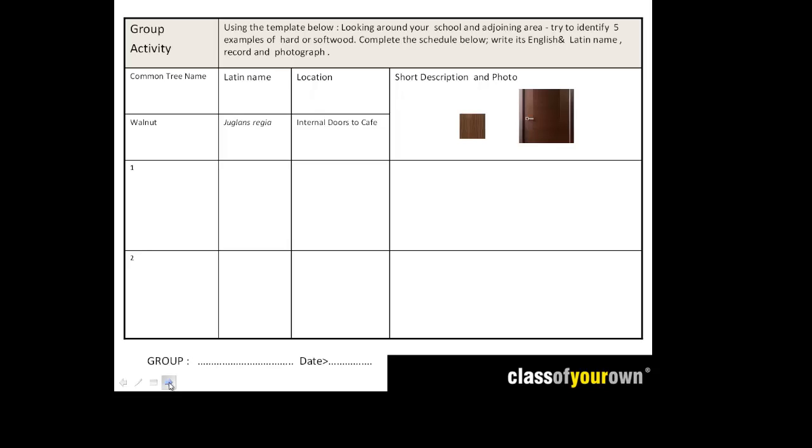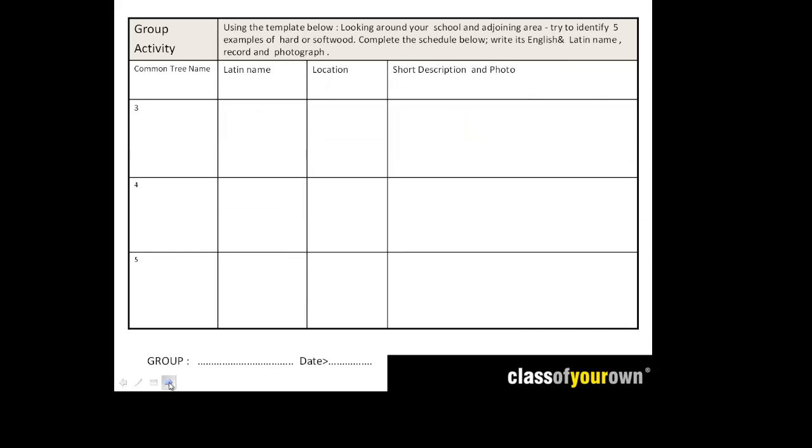So in our group activity book, we have 2 pages. On page 1, we have various columns. First of all, let's find the wood, let's name it, try and find its Latin name, write down its location, and then perhaps add a short description, and perhaps include a photograph.